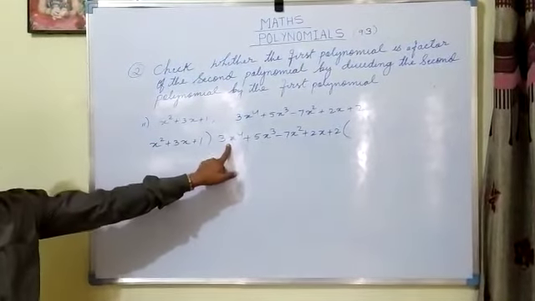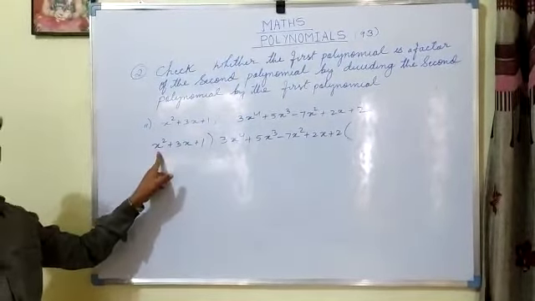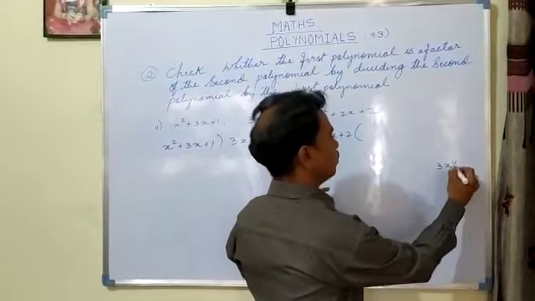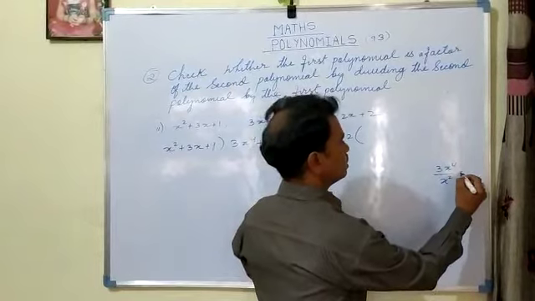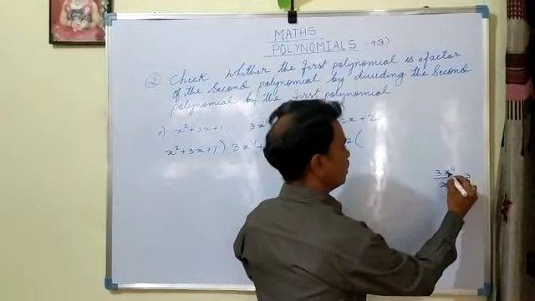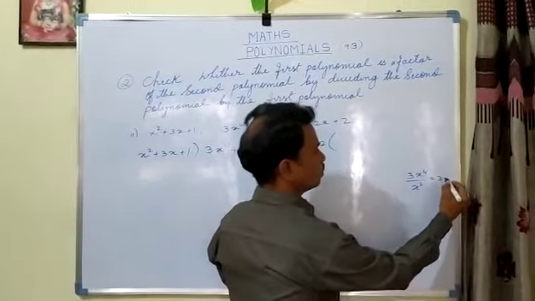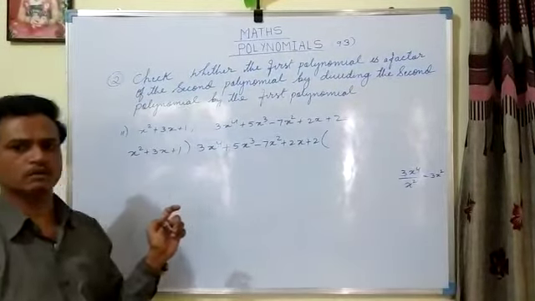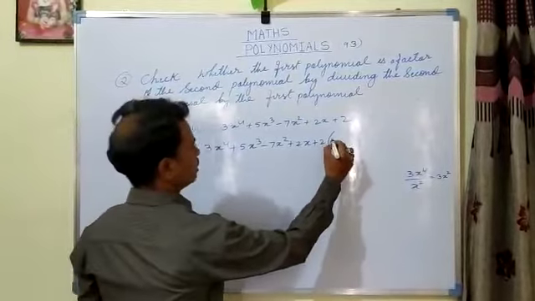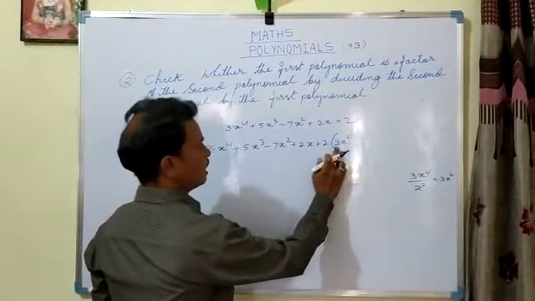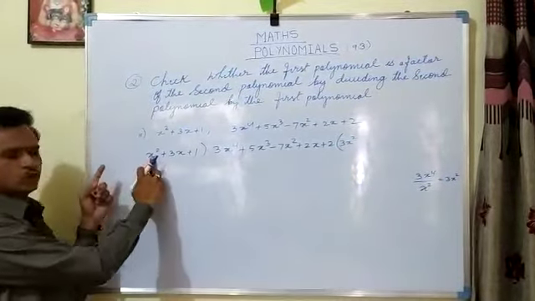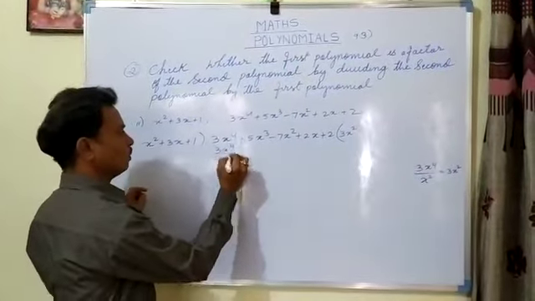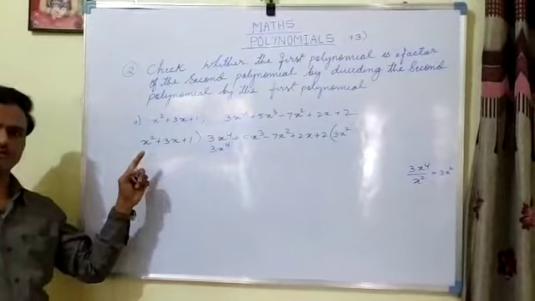Then 3x to the power of 4 divided by x square. In the column you have to write 3x to the power of 4 divided by x square, which is equal to 3x square. So here you should take 3x square. Then multiply 3x square into x square, it becomes 3x to the power of 4.